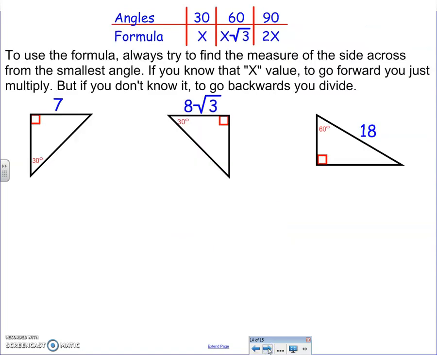So there's our formula, like before. Try to find the measure of the side across the smallest angle. If you know it, you go forward by multiplication. If you don't know it, you go backwards by division.